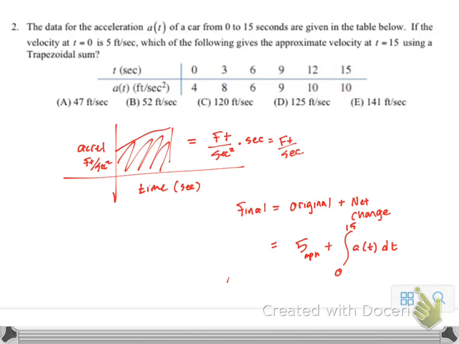5 miles per hour. What we're going to add to it is the net change, that 0 to 15 approximation that we're going to use with that acceleration graph. So here we go. I've got to find the trapezoidal approximation of that integral part. We've got the 5, that's our initial amount. Let's find out that trapezoidal.